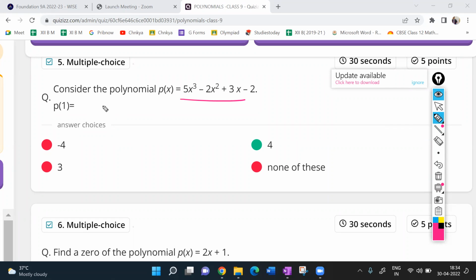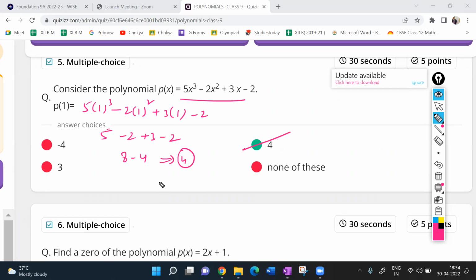So in place of x, I'll be substituting 1. Look at it here: 5 into 1 cube minus 2 into 1 square plus 3 into 1 minus 2. So it will be 5 minus 2 plus 3 minus 2. So 8 minus 4, which is 4. The answer is 4.